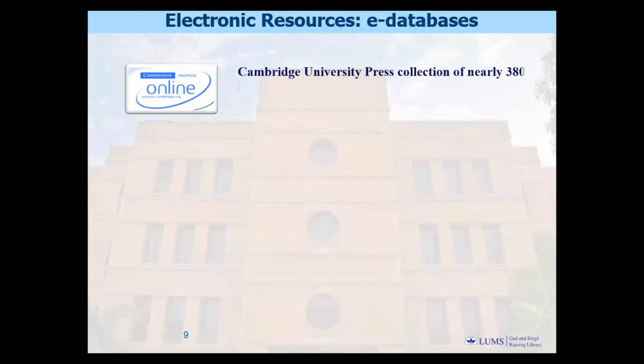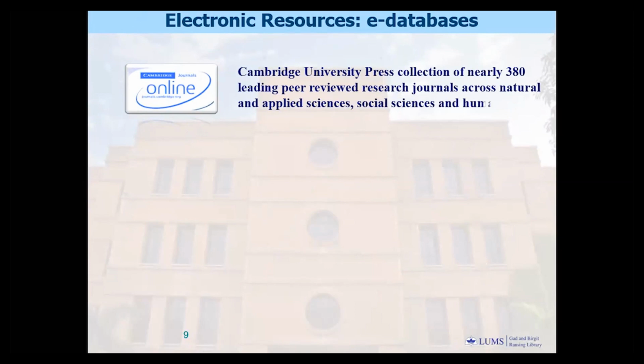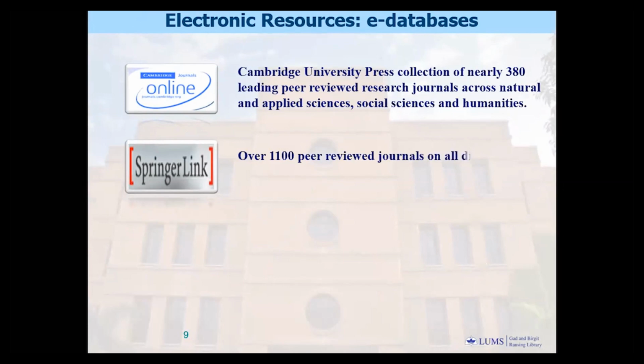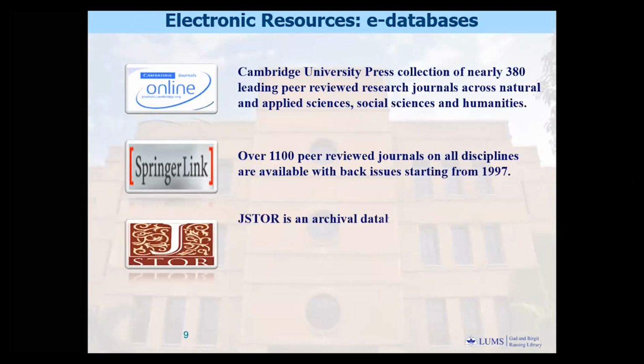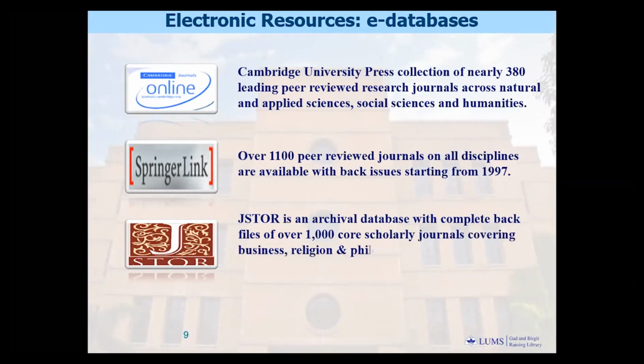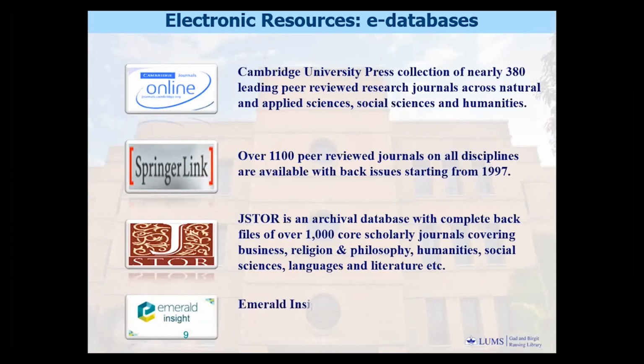Cambridge Journals Online is managed by Cambridge University Press, and it covers 380 leading peer-reviewed research journals on social sciences and applied sciences. There is also a database, Springer Link, that provides access to 1,100 peer-reviewed research journals in all disciplines. JSTOR, as you know, is an archival database, providing access to over 1,000 peer-reviewed research journals on a variety of subjects, covering material from 1887 onwards.